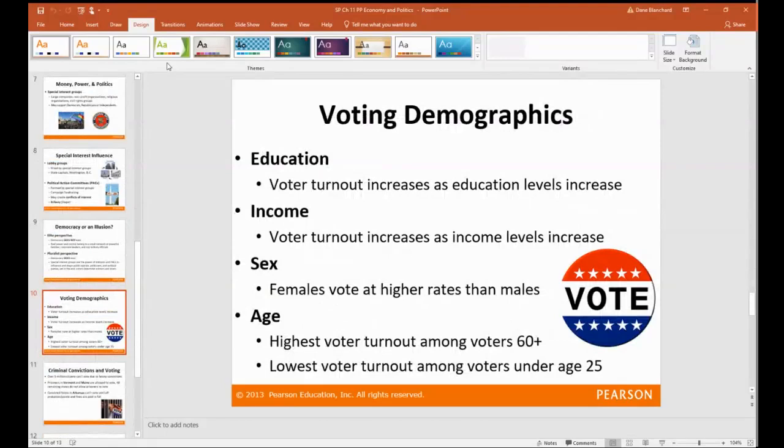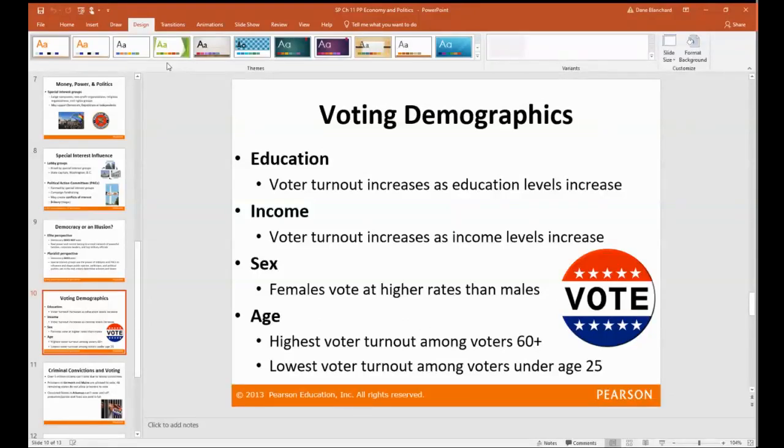So let's take a look at some voting demographics. When it comes to education, voter turnout tends to increase as educational levels increase. So as people are more educated, they go from high school to college to graduate school. As education levels go up and even as income levels go up, political participation tends to rise. Voting participation tends to rise. And that's because there's a deeper understanding of the political process. There's a deeper understanding of how the political process and who is in power affects them directly.